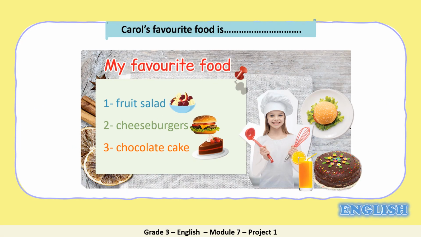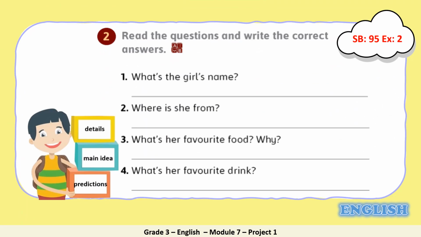Going back to our predictions, now we know that the correct answer is cheeseburgers. Did you guess it correctly? It's okay if you didn't. They were only predictions, so well done anyway. Now we reached the third step, details.